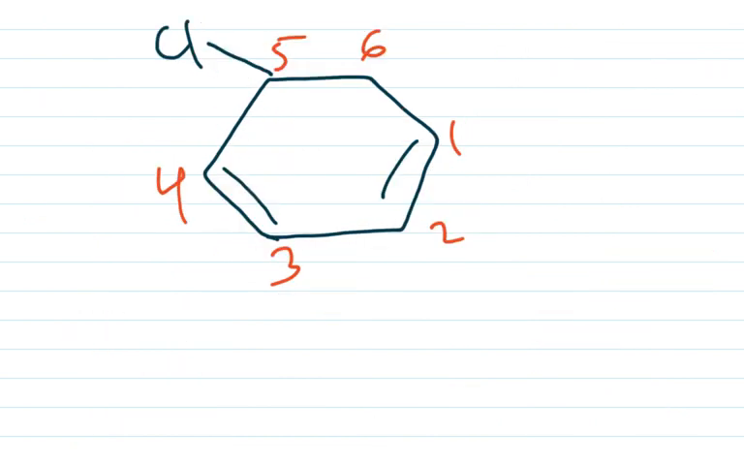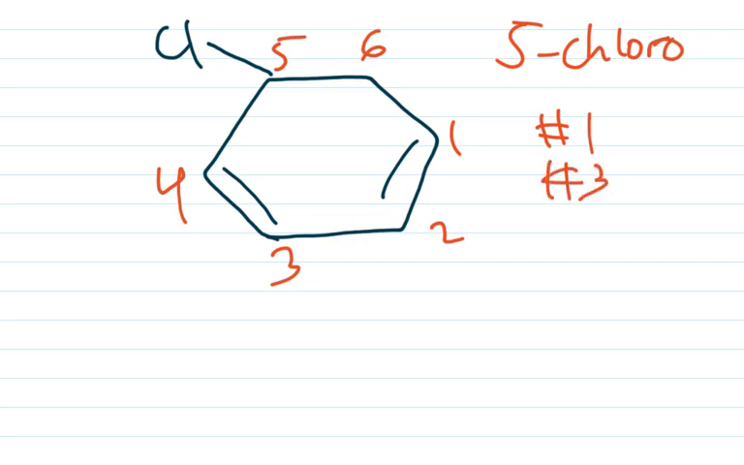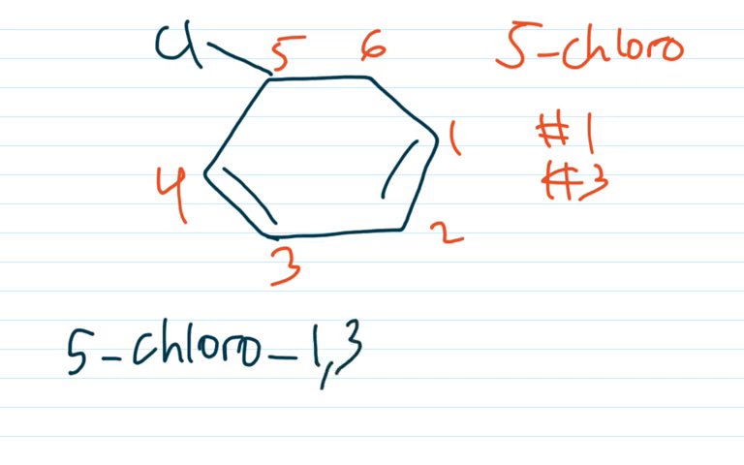Okay, so what do we have? We have a 5-chloro group, right? And that's all the substituents we have. And we have a double bond at the 1 carbon, and we have a double bond at the 3rd carbon. So we would name this by starting with the substituents first. So it would be 5-chloro, okay? And where are the double bonds? 1, comma, 3, and then what do we have here?